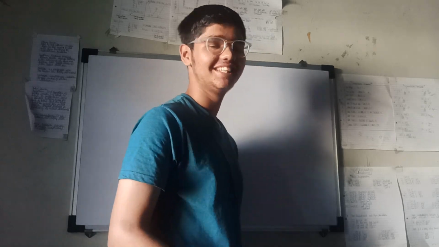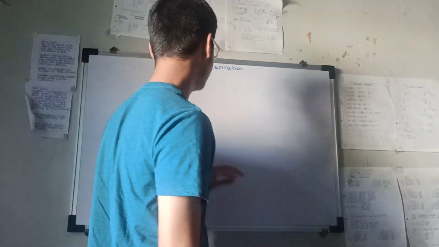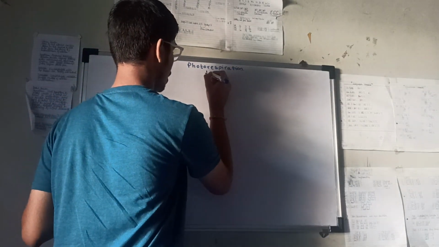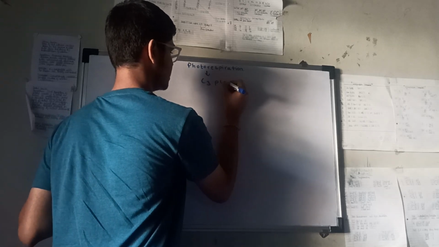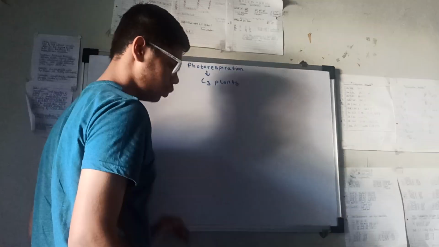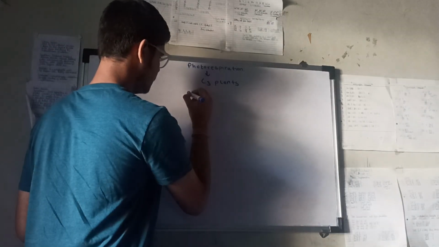So good morning everyone. We will start with the new topic, photorespiration. In the previous topic we have studied the C3 cycle. This photorespiration also takes place only in the C3 plants. So what happens now when we studied about RUBP?